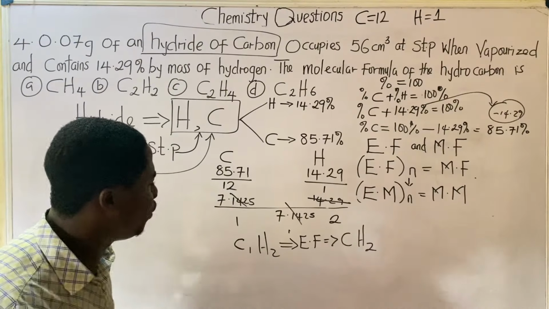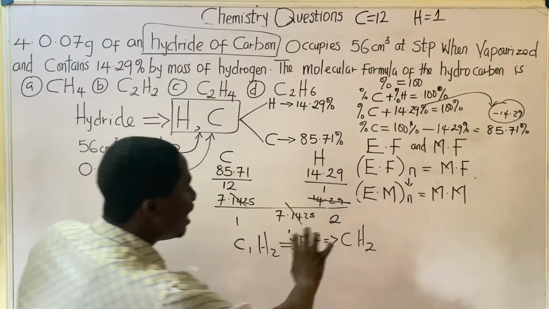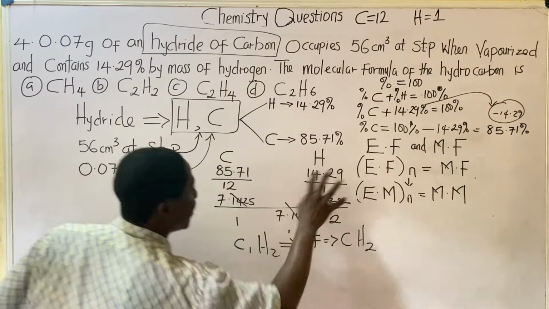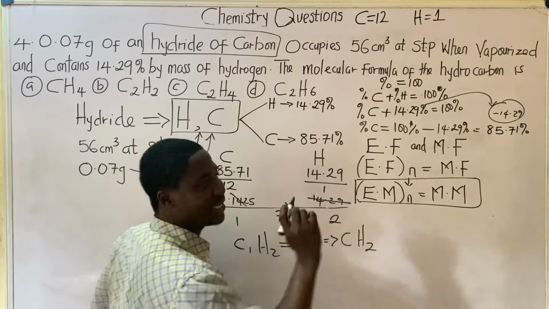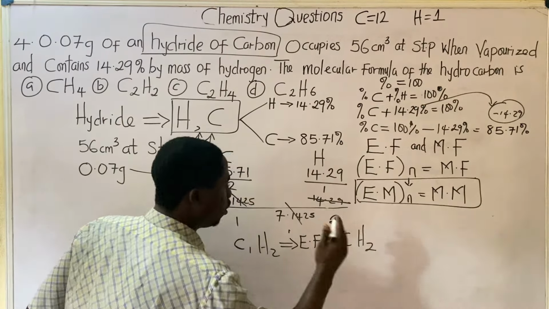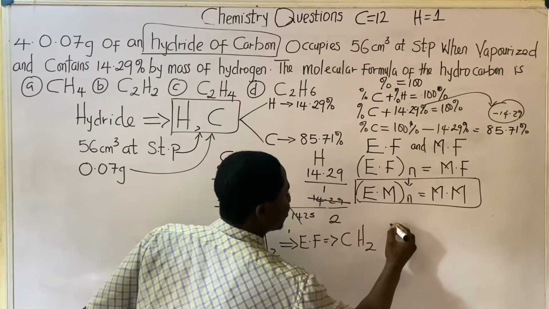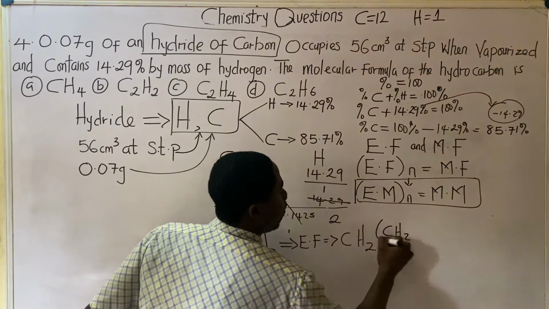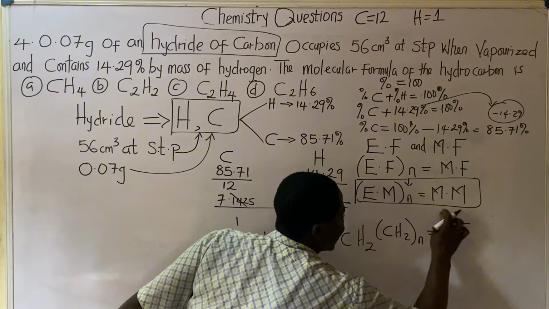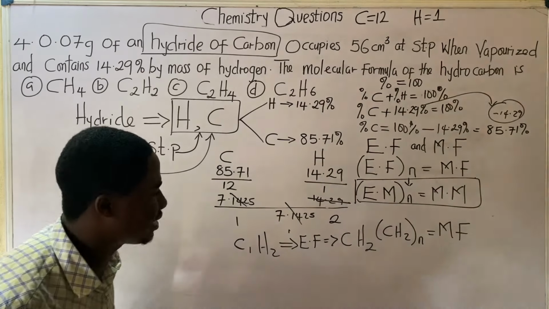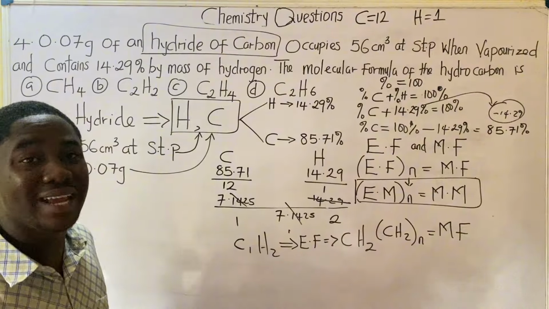Okay guys, what do we do next? Listen carefully. This empirical formula, I'm going to input it here with this formula. Let's work on this upper one now. It's going to be empirical formula, which is what we've gotten to be CH2, open bracket, close bracket, N is equal to what? Molecular formula. This is what we are asked to get, molecular formula. Can we actually solve it like this? No, it's not yet complete.